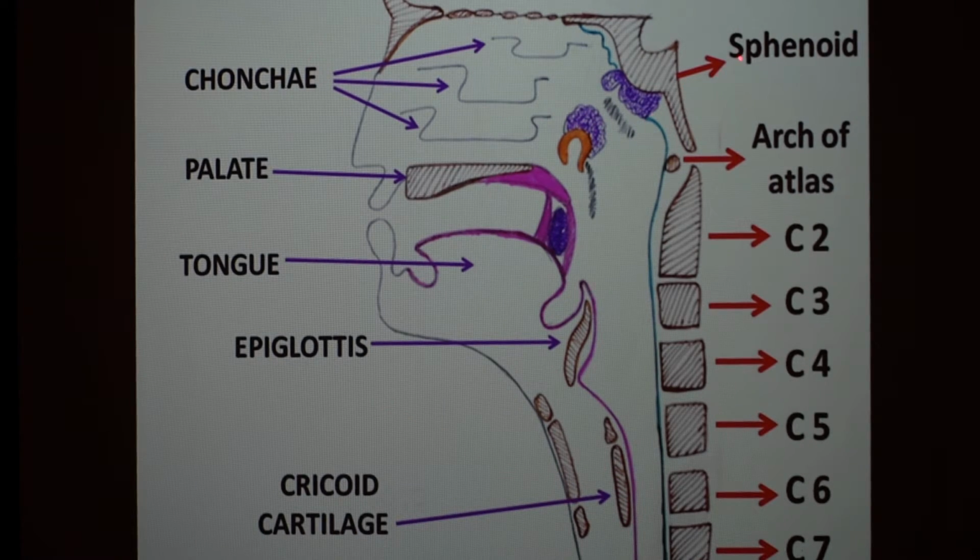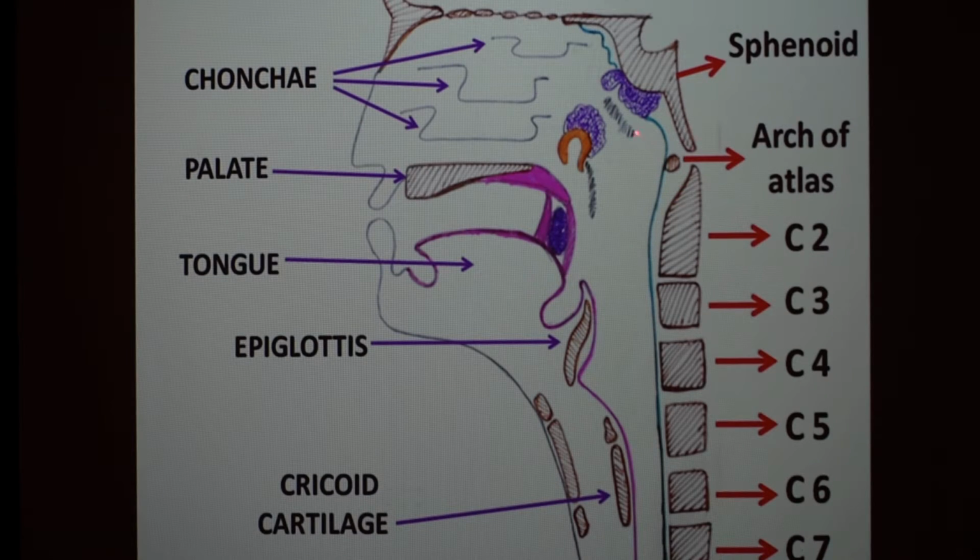So posteriorly we have the sphenoid, arch of atlas and cervical vertebra C2 to C6. In front, in the upper part we have the nasal conchae with the nasal meatus, then the hard palate and the soft palate. Tongue, the part behind the tongue or lying the upper part of the larynx, that is the epiglottis, and the lowermost part of the larynx, that is the cricoid cartilage.